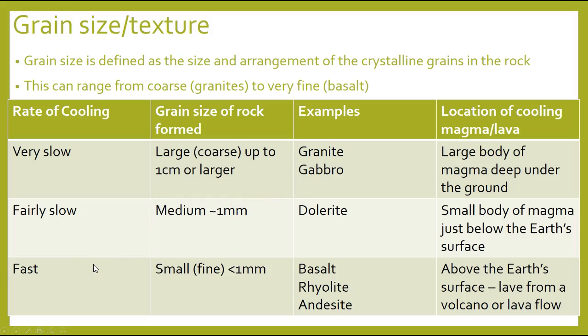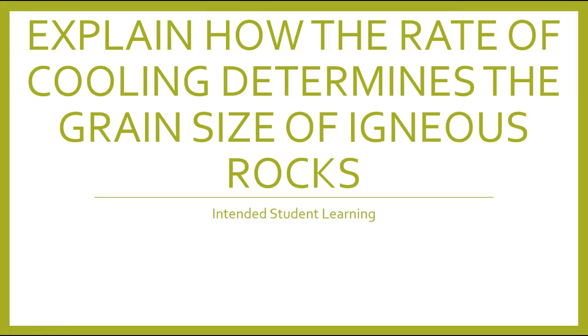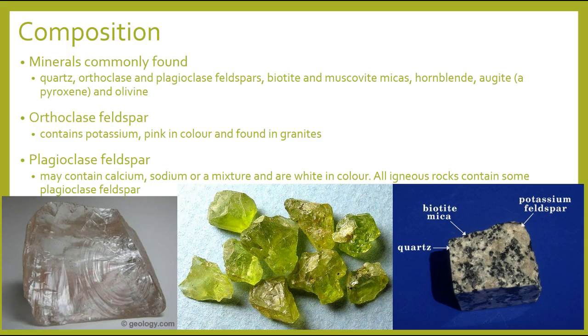And if you've got a really fast rate of cooling, then the grain size of the rock formed is very fine. It's small, you cannot see it with your naked eye, you have to use a microscope. And examples of that include basalt, rhyolite, and andesite. Now these form above the Earth's surface, so lava from either a volcano or a lava flow. So you should now be able to explain how the rate of cooling determines the grain size of igneous rocks.